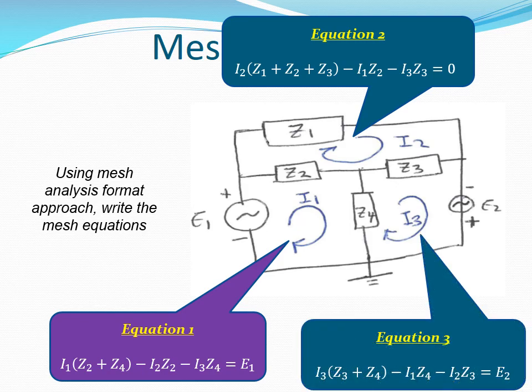For loop 3, the impedances through which the loop current flows are Z3 and Z4. Therefore, the first term is I3 by Z3 plus Z4. The mutual loops are loop 1 and loop 2. The corresponding mutual impedances are Z4 and Z3. Therefore, the mutual terms are minus I1 Z4 and minus I2 Z3. The voltage source in the loop is E2. Therefore, the right hand side is equal to E2.